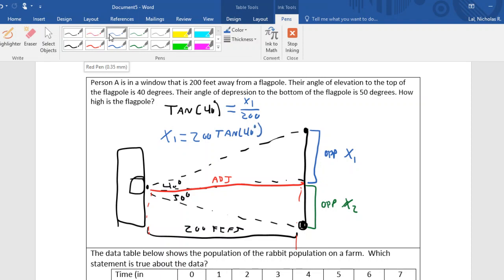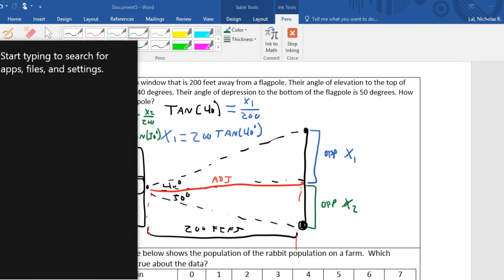By the same logic, the tangent of 50 is going to be equal to x2 over 200. So x2 is equal to 200 times the tangent of 50 degrees. So the height of the flagpole is x1 plus x2. That's the height. So in the calculator, oh, where'd my calculator go?